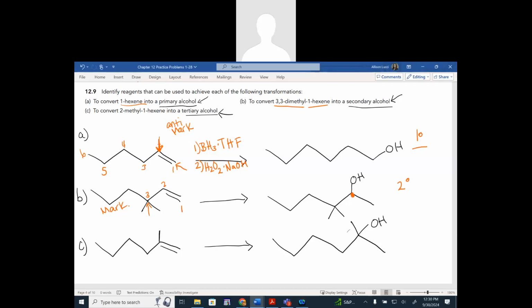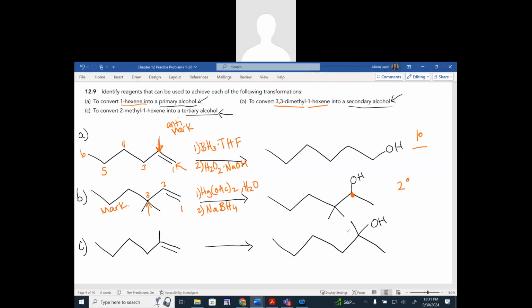So to ensure that we do not have carbocation rearrangements, we could use oxymercuration-demercuration. So we could use our mercuric acetate here in water in step 1, and then in step 2, we could use our sodium borohydride reducing agent. So this would accomplish our secondary alcohol through Markovnikov addition without the risk of carbocation rearrangement.